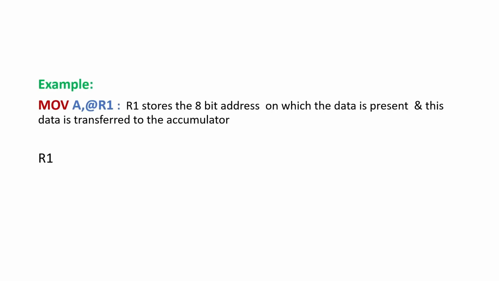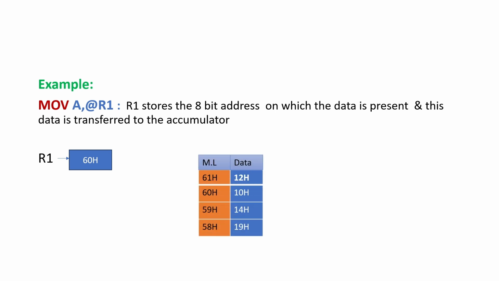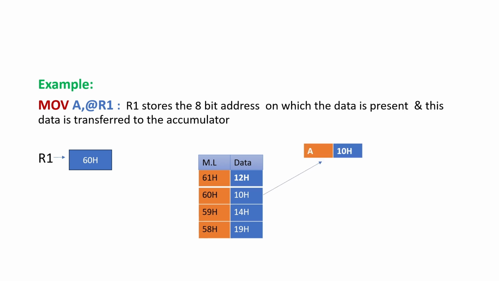Now, let's take another example. MOV A, @R1 means R1 stores the 8-bit address on which the data is present, and this data is transferred to the accumulator. Now see, the content of R1 is 60H. The microcontroller goes to memory location 60H and transfers the contents of 60H to the accumulator. Now the content of the accumulator is 10H.